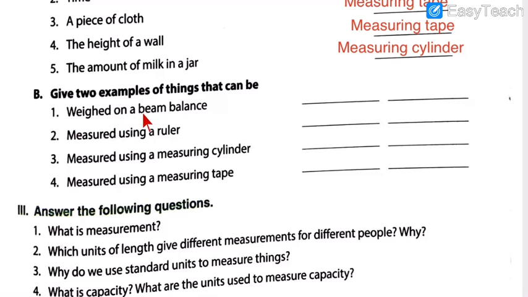Number 1, weighed on a beam balance. So which things can be weighed? Of which things can we measure the weight? That means weighed on a beam balance. So what things can be weighed on the beam balance? I will write one and I will give you time to think for the other.